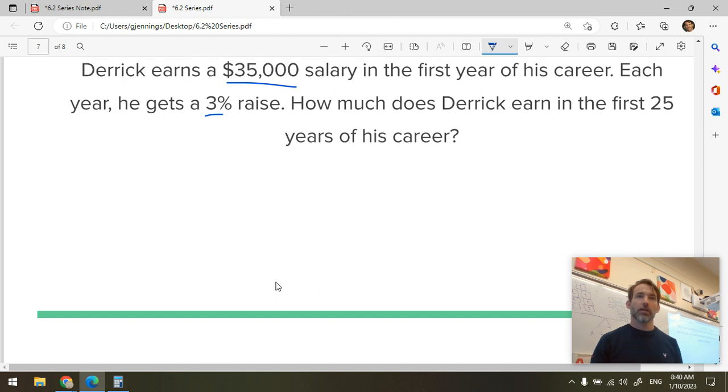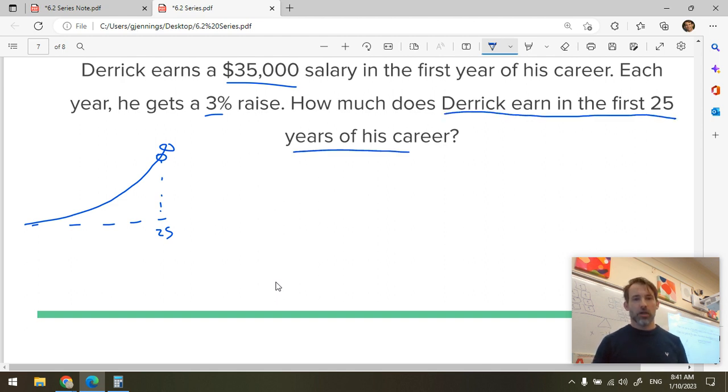Wouldn't this be better to graph? His earnings will grow exponentially. And if we graph it, let's say we looked at the 25th year, we would find what his income is for the 25th year. What we've been asked to find out is what are his total earnings over his whole career? So add that together with that, together with that, and so on. Now you could use Desmos and look at that graph and then do 25 additions on your calculator, but there's a smoother way, and that's to use a formula.